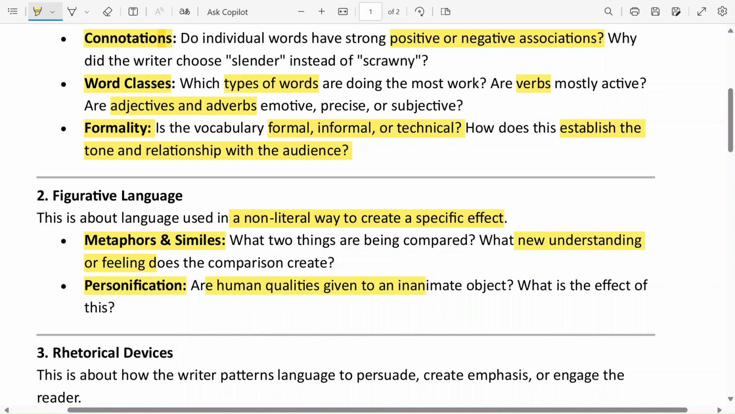And then we look at personification. Personification is when human qualities are given to inanimate objects or abstract ideas. You need to wonder what effect this has. Does it make the object seem friendly or threatening, or maybe something else entirely?